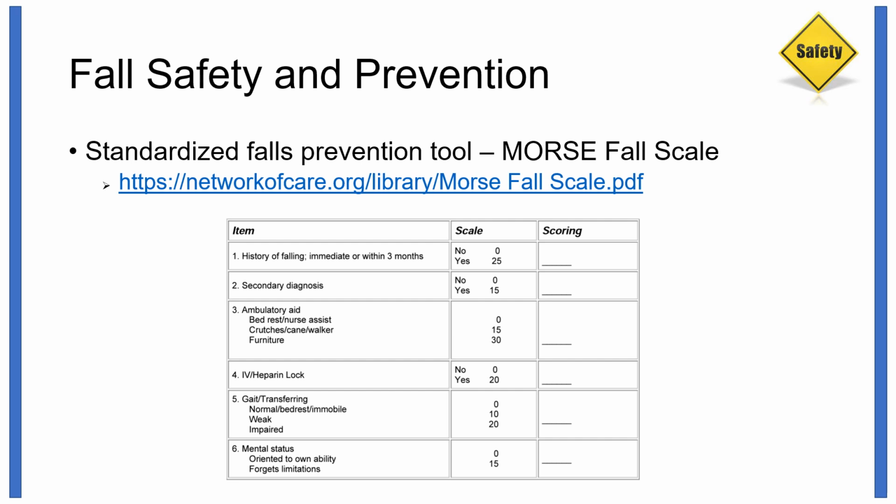If they are weak or impaired, of course, that's going to put them at higher risk. If they have altered mental status, if they forget their own limitations, then that puts them at a higher risk. So this type of tool is used every shift if you're working in the hospital, because we know things can change. The surgery is an example. Maybe when the patient was admitted to the hospital, they were low risk for fall, but they had their surgery, they came back, now they're high risk for fall.